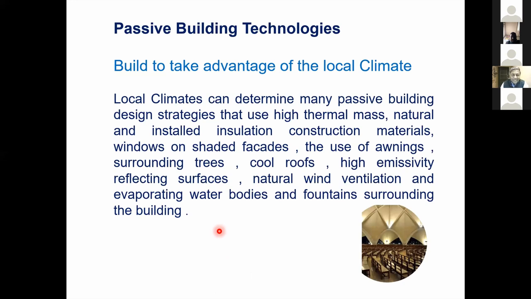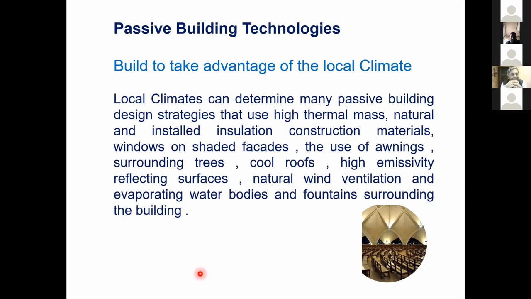But climate can determine how passive building strategies can use high thermal mass, and we can use natural and installed insulation, construction materials, windows on shaded facades, setback windows, the use of awnings, surrounding trees, cool roofs, high emissivity reflecting surfaces, glass which doesn't allow heat to come in, natural wind ventilation, evaporating water bodies, and fountains surrounding the building. All of these can create a local climate. And so this is happening. I'll show you some pictures now.